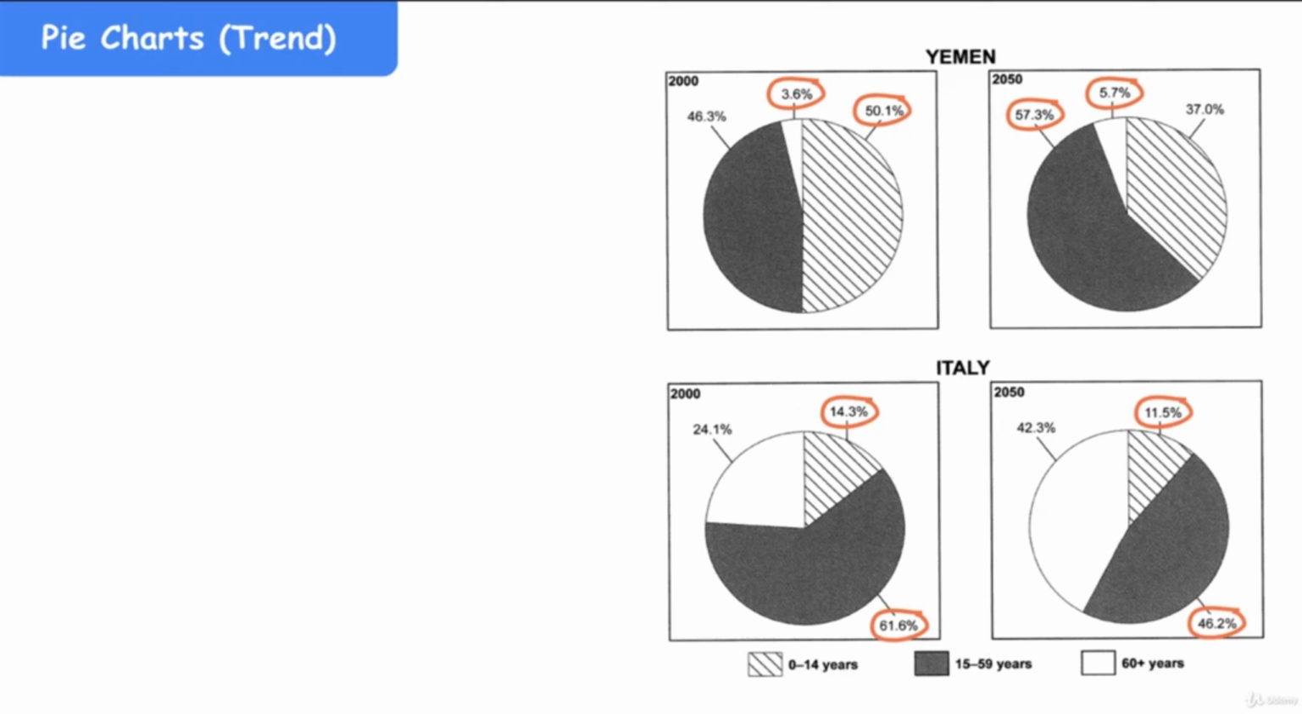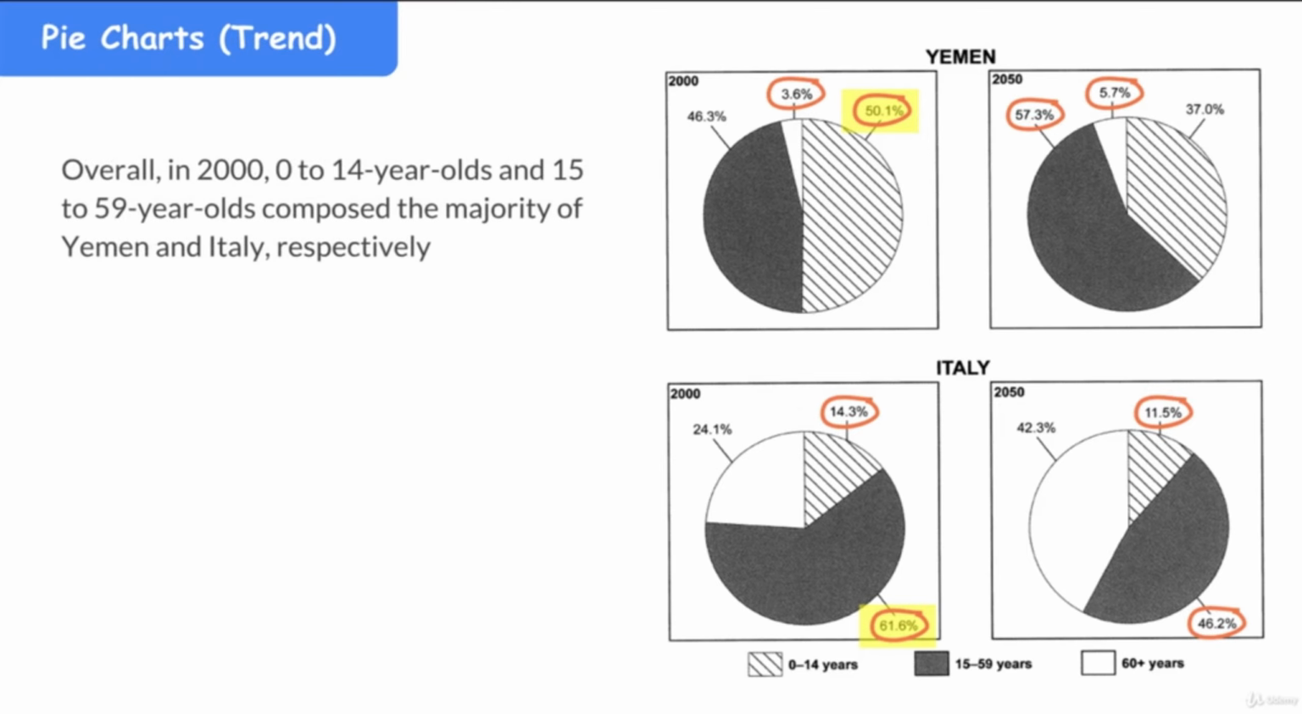Now, once again, you're free to write this information in any way that you want. If you want to talk about the year 2000 first and then talk about the year 2050 next, you can do that. On the other hand, if you want to first talk about the data set from Yemen and then talk about the data set from Italy, you can do that as well. For this example, I'm going to talk about the year 2000 first. So first, I'm going to talk about the highest data points in the year 2000, and then I'm going to talk about the lowest data points for the year 2000, and then I'm going to move on to the year 2050. So let's begin. Here's our first sentence.